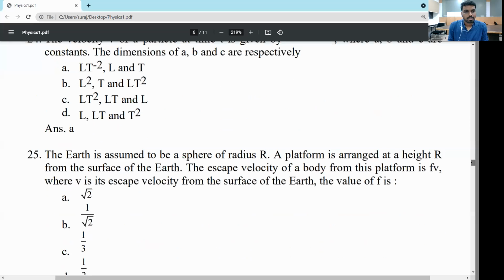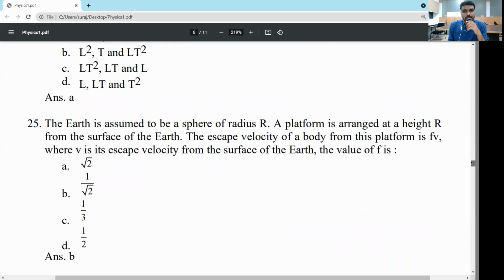25. The Earth is assumed to be a sphere of radius r. A platform is arranged at a height r from the surface of Earth. The escape velocity of the body from the platform is fv, where v is the escape velocity of the surface of Earth. Find the value of f. Nice question. So there is a platform, and I want the escape velocity from here.